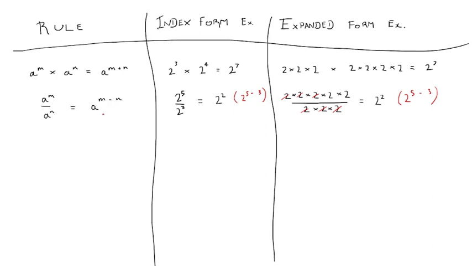Now I want you to see how helpful this is. Let's say I have 2 to the power of 27 divided by 2 to the power of 25.